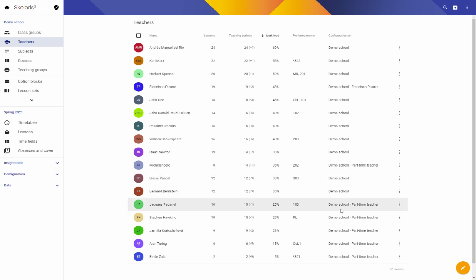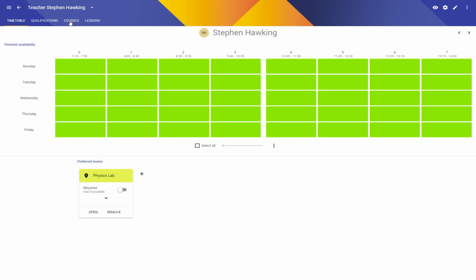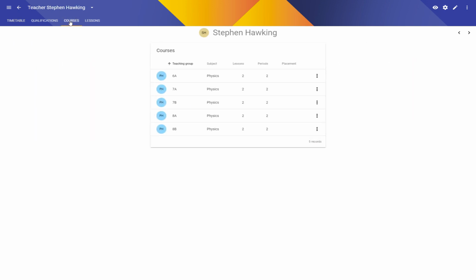And looking at the list of part-time teachers, I think a good candidate would be Stephen Hawking. He is busy somewhere else, maybe teaching at the university next year, and we're going to have to make do without him. Let's examine his courses. So he teaches 5 courses of physics, 2 lessons each.